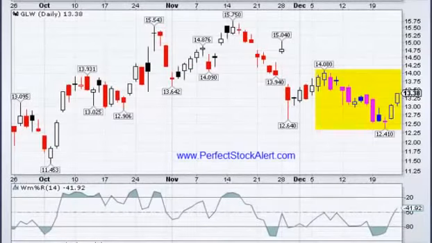Today we're going to be looking at the Williams %R momentum oscillator. It's also referred to as a %R oscillator. This is, in short, an inverted version of the fast stochastics. I'll show you that in a moment.